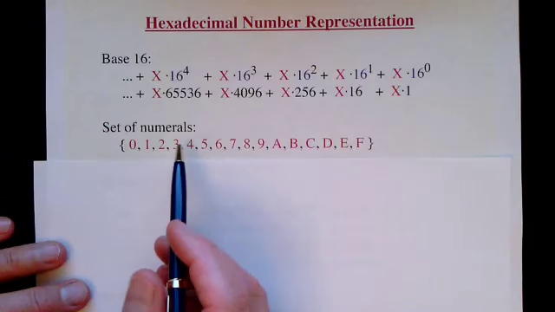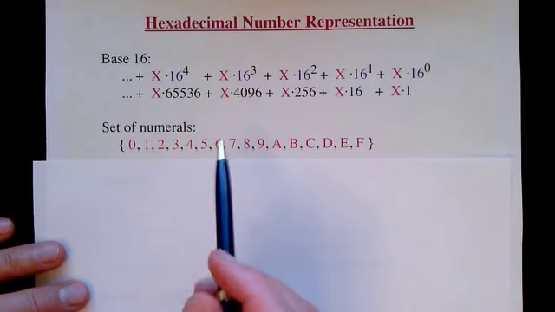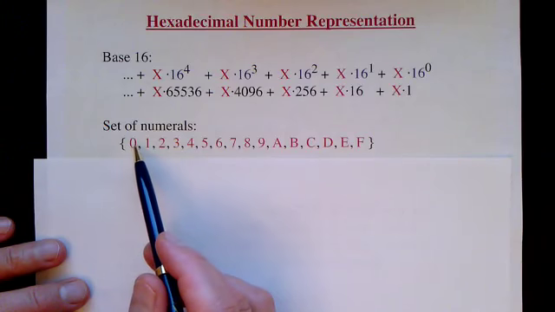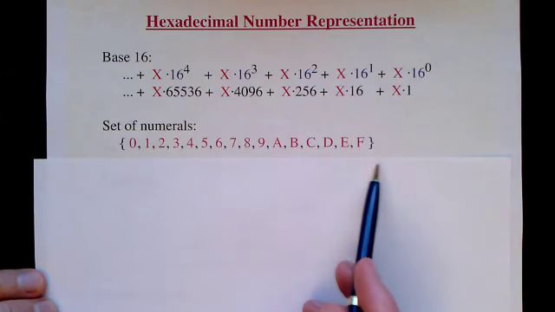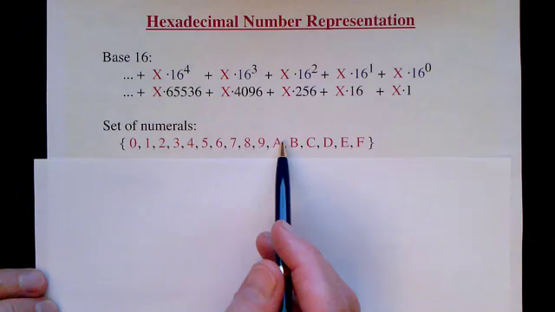Humans in the decimal system use 10 different digits, 0 through 9. But in the hexadecimal number system, we need 16 different digits. So the digits we use are 0 through F. Rather than create some new symbols, we just reuse the first 6 letters.